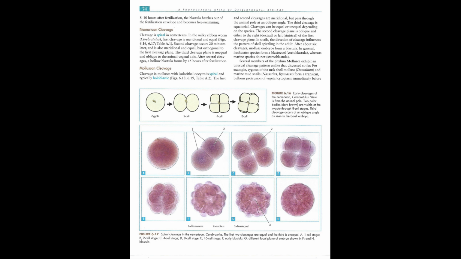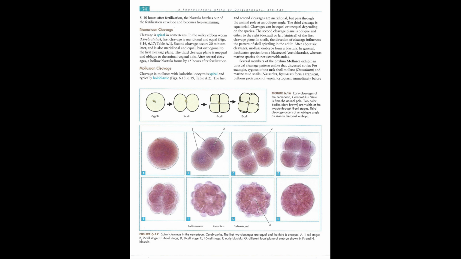The second cleavage plane is oblique and either to the right, dextral, or left, sinistral, of the first cleavage plane. In snails, the direction of cleavage influences the pattern of shell spiraling in the adult. After about 6 cleavages, mollusk embryos form a blastula. In general, freshwater species form a blastocoele, a coeloblastula, whereas marine species do not, a stereoblastula.